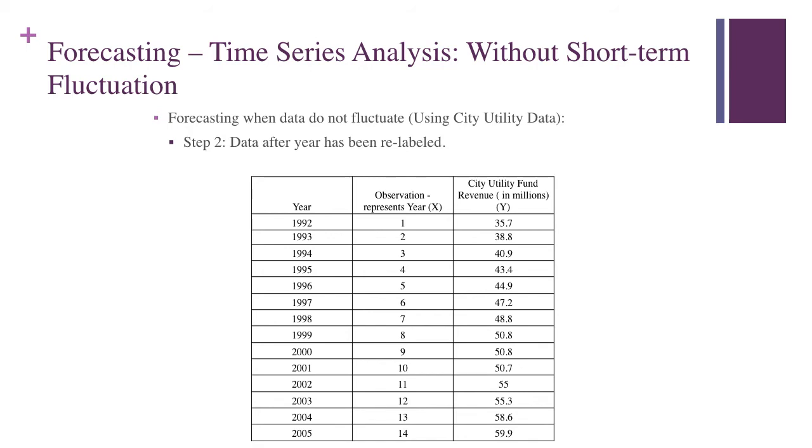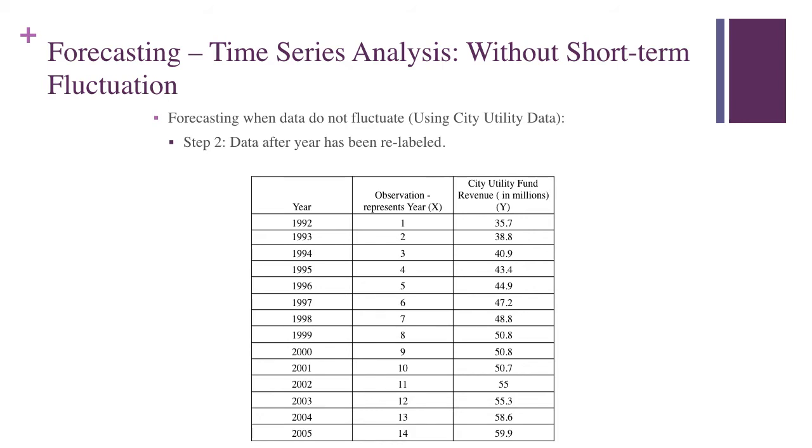So since we are factoring in time, you see we have years here, 1992 through 2005, okay? We have to basically turn that year into an observable factor. So you'll notice here that I've numbered my years 1 through 14. So 1 stands for 1992, whereas 2005 is represented by 14, okay?